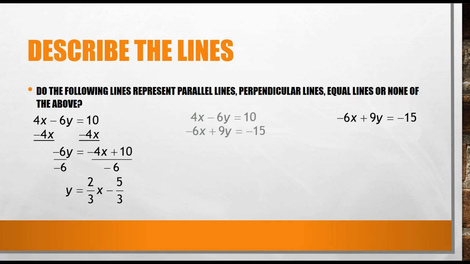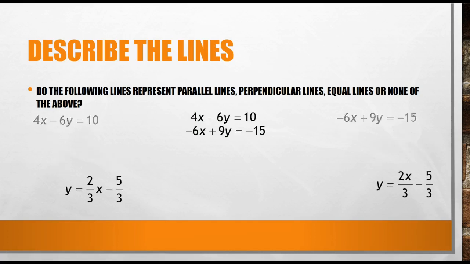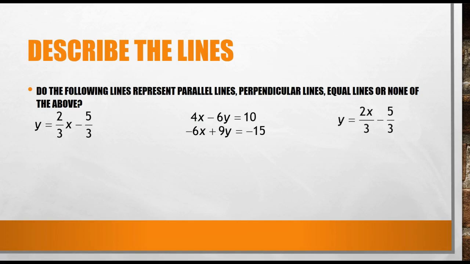I'm going to do something similar to the equation on the right, or the bottom equation. Add 6x to both sides, divide both sides by 9, and then make sure that my fractions have been completely simplified. So as we're looking, both of those equations appear to be the same. So I would describe these lines as equal lines.